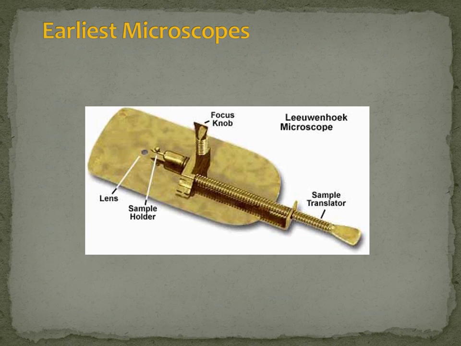So the earliest microscopes that were really used to describe cells, among them is the Leeuwenhoek, which has a very simple structure. There is a convex lens in here, and the sample would be positioned right at the tip of this needle. Two different screws, this one and this one, allow the user to position the sample more into focus or less into focus with this microscope.